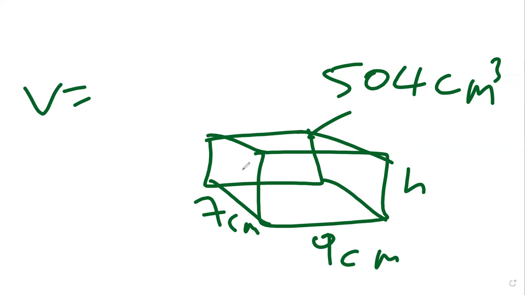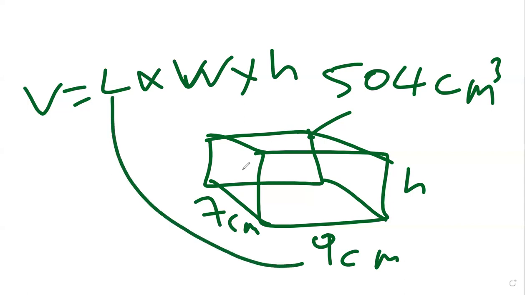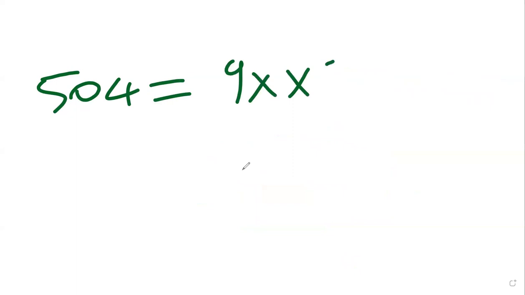Now, all I need to know is the length times the width times the height. And all I need to do is to plug my values into their respective areas and then just make H the subject or solve for H. So let's go ahead. So we say our volume is 504 is equal to the length, which is 9 times 7 times H.